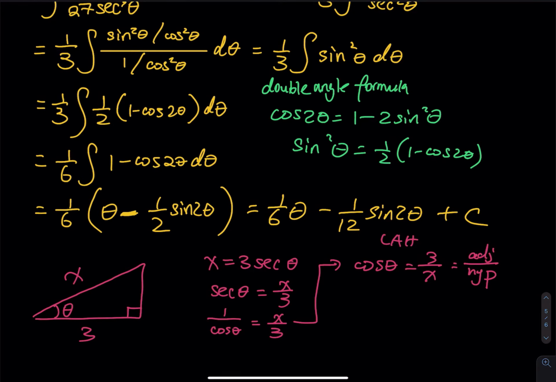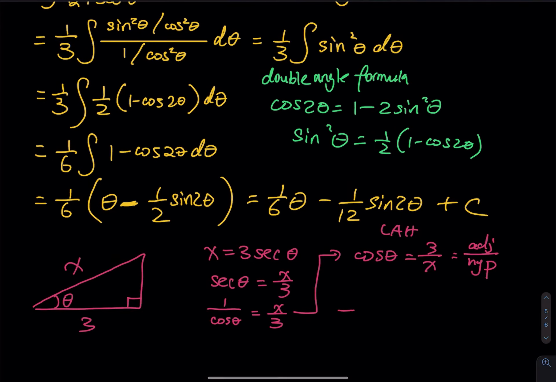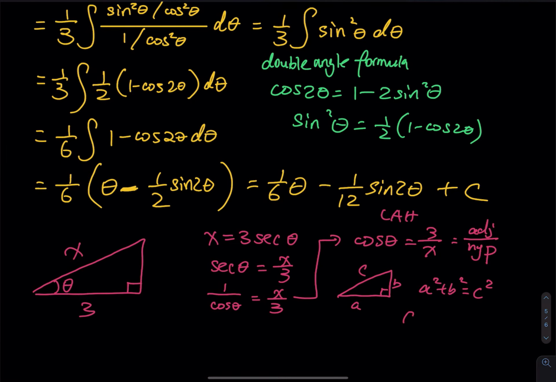What about the opposite? To figure out the opposite, you draw a right triangle yourself, with sides a, b, and c. By the Pythagorean theorem, a squared plus b squared equals c squared. If you want to find b, then b is equal to the square root of c squared minus a squared, so that is the square root of x squared minus 9.